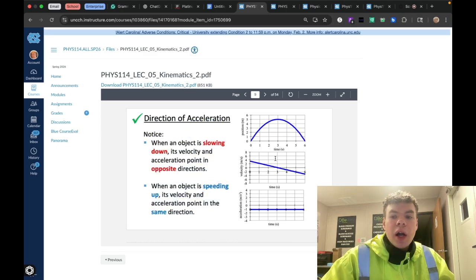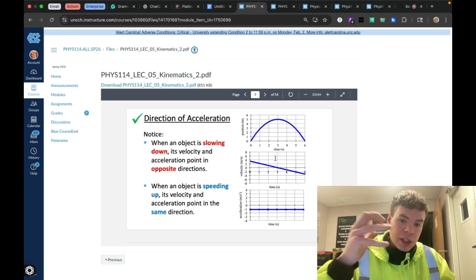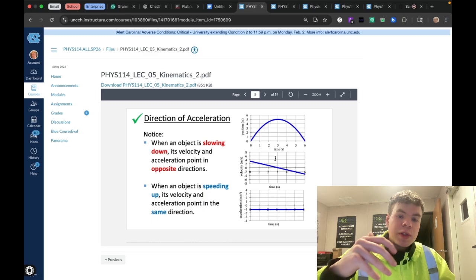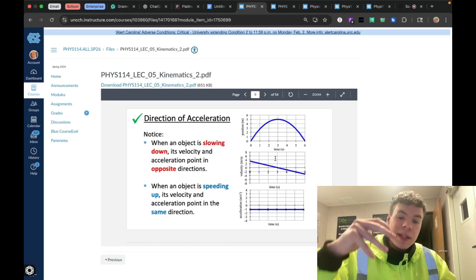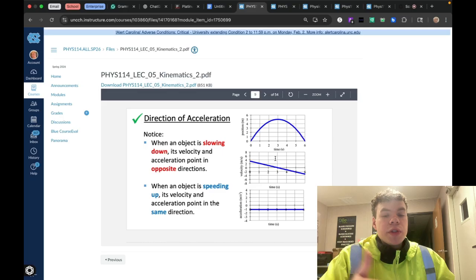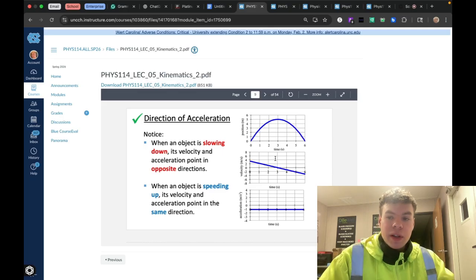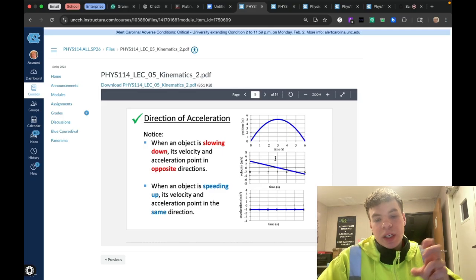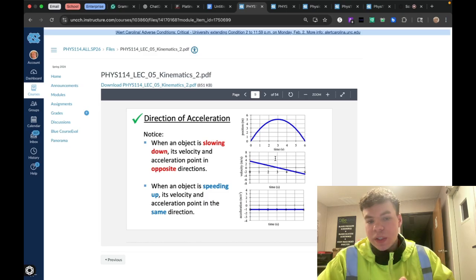So just think about it: if an object has a positive velocity and it's slowly decreasing in speed, its acceleration would be negative. The acceleration is in the negative direction, the opposite of the velocity. And vice versa, if an object has a negative velocity and it's slowly decreasing in speed and becoming more positive, then obviously acceleration will be positive.